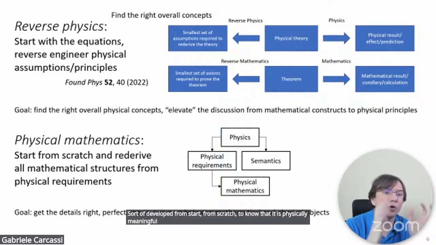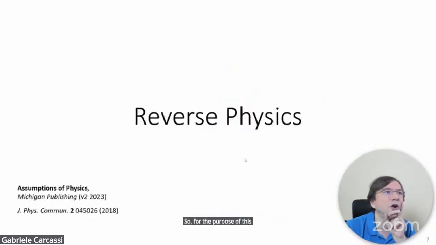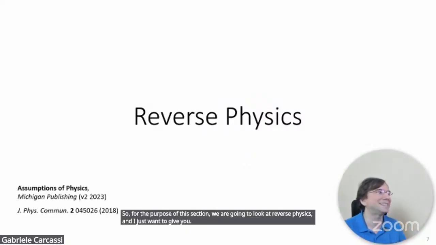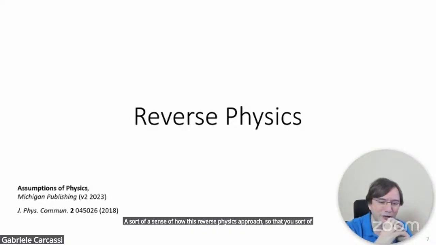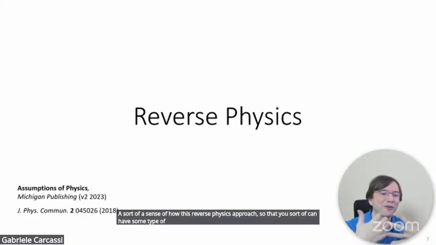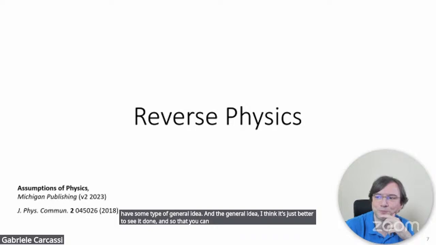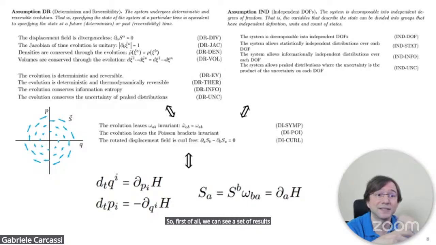physically relevant. So for the purpose of this section, we are going to look at reverse physics, and I just want to give you a sense of how this reverse physics approach works, so that you can have some type of general idea. And the general idea, I think it's just better to see it done, so that you can get a sense. So first of all, we can see a set of results that we have for classical Hamiltonian mechanics.